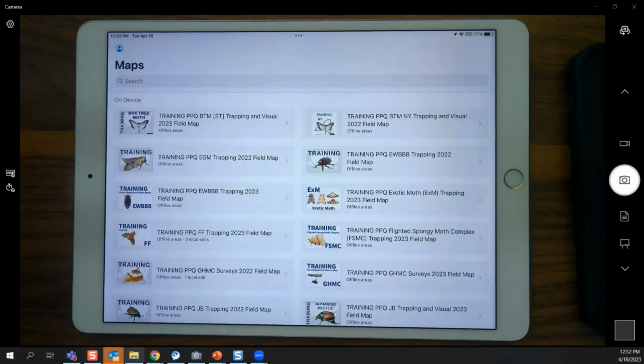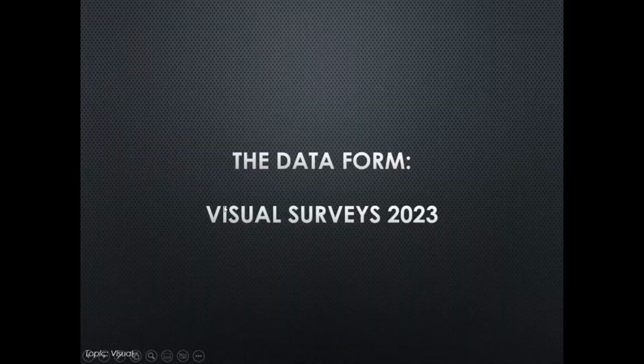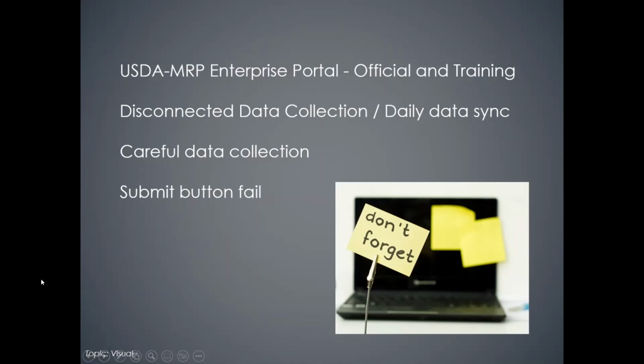All right, so back to it. We talked about visual surveys, and we dove in a little bit into those map notes, points and areas. Again, the big takeaways as reminders: be careful that you're in the right map. Real data in the real official MRP portal, and training data only in the staging portal, only in training maps. So just be careful you're entering data in the right spot.